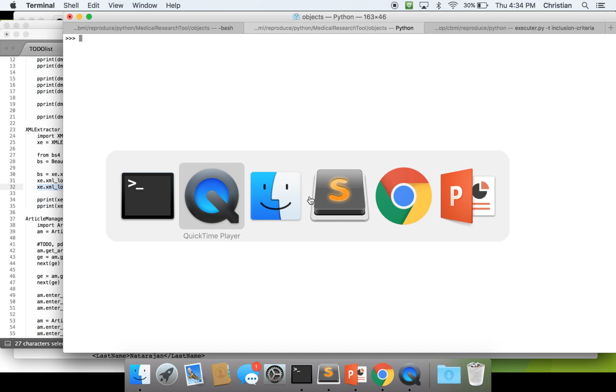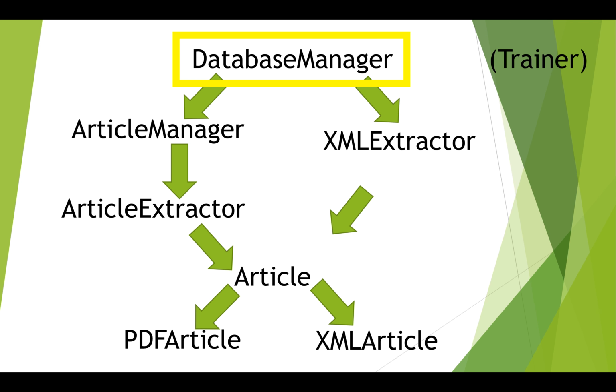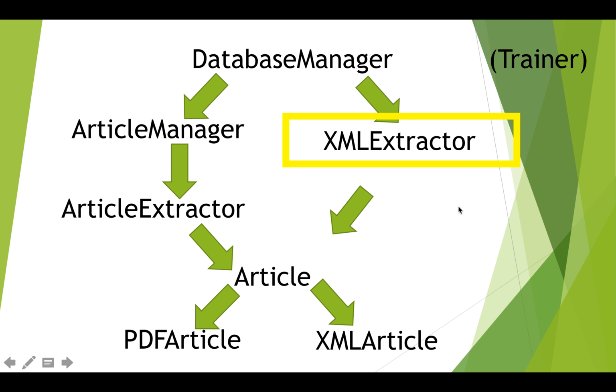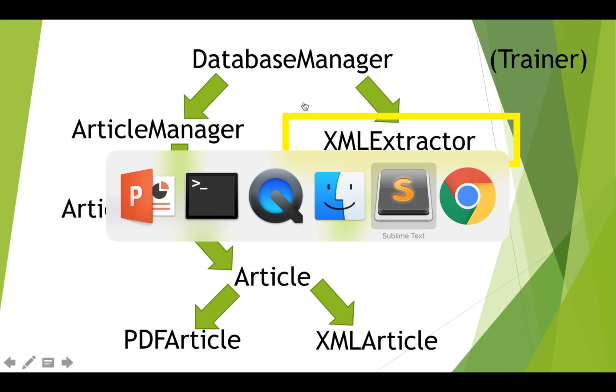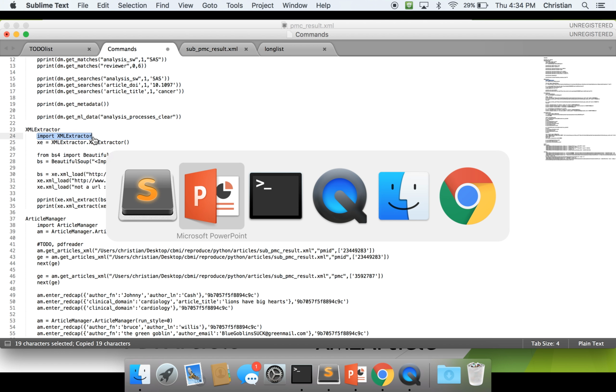So if you have been following along and watched the last video, you know that we just went over the database manager object and all of its methods. Moving on to the next object down the line, we're going to look at the XML Extractor and all of the methods available to it. So let's break open the terminal and start looking at the methods available to the XML Extractor.